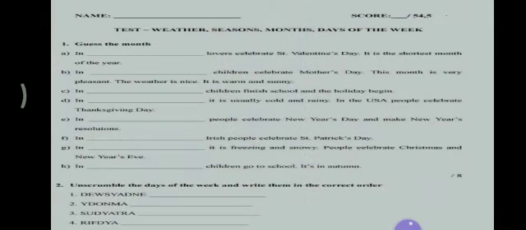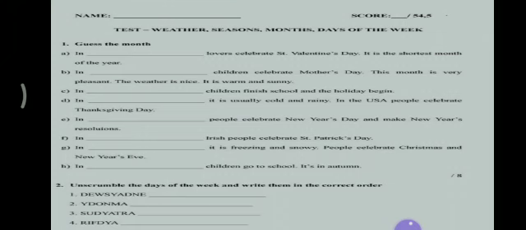Okay, students, I have tests about weather, seasons, months, days of the week. You should write your name, and I give you a score. The first, guess the month. A. In blank, lovers celebrate Valentine's Day. It is the shortest month of the year. Okay, for example, in February, lovers celebrate Valentine's Day. Of course, it is the shortest month of the year.